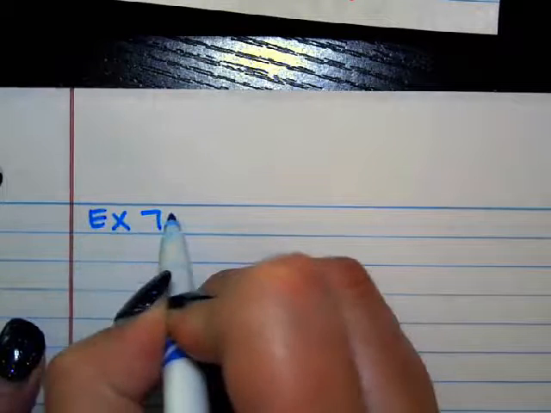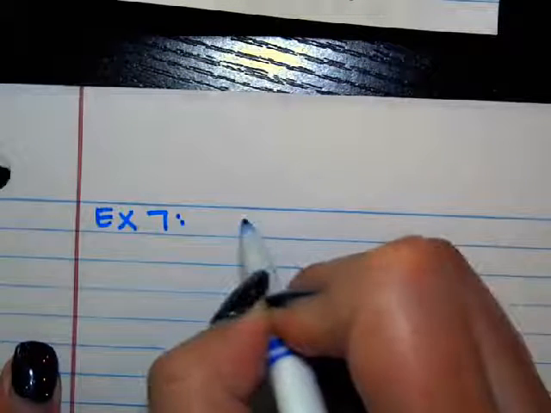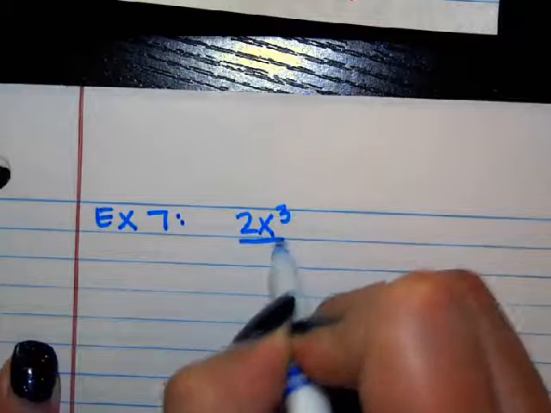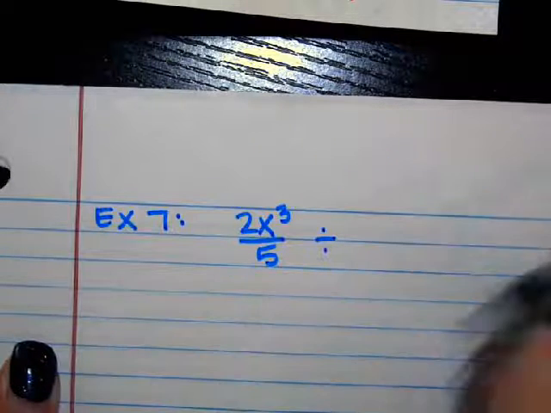is a division problem. Here's example 7. We're going to do 2x to the third over 5 divided by 4x squared over 25.